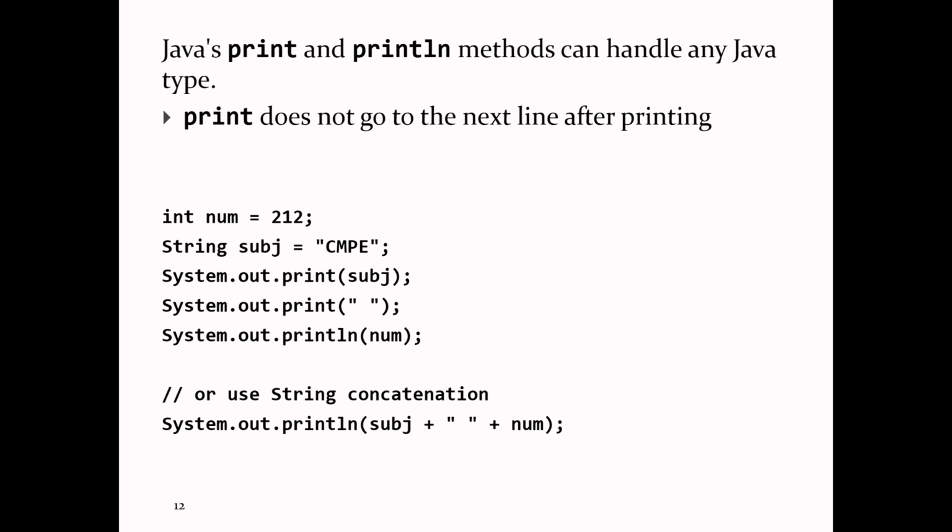So you can do it several different ways. I can print out the CMPE, then I can print the space, and then I can print the number. Print does not go to the next line; it prints something out to the console and then stays where it is on that line. Println prints out something and then goes to the next line. Or I can just use concatenation and print out the concatenation of all three things, and I don't have to worry about whether that's a string or a number. Java takes care of all of that for you. If you're going to do this, though, be careful. Make sure the first thing's a string, because if it's not, funny things happen.